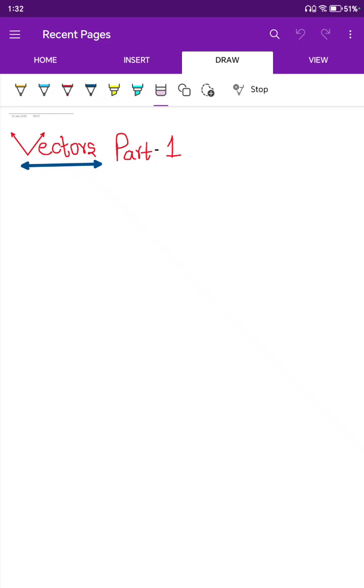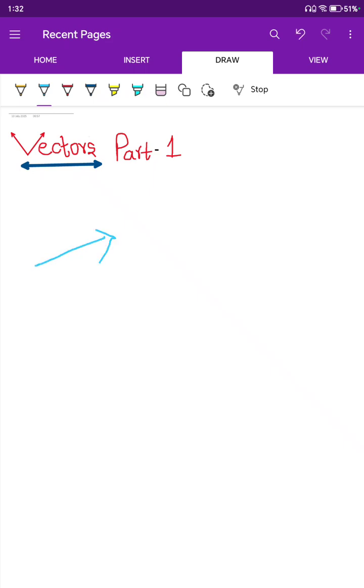So let's start with what is direction. The direction in physics basically means vector. So what is a vector? Let's start. A vector is simply a line that you draw. Let me show you.